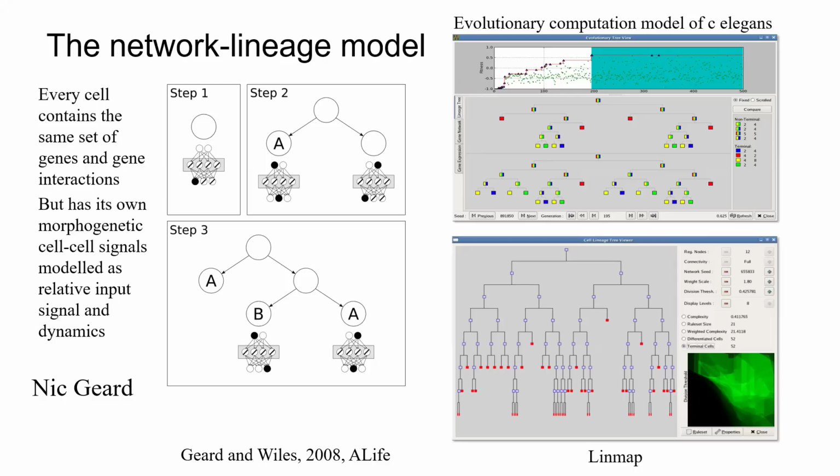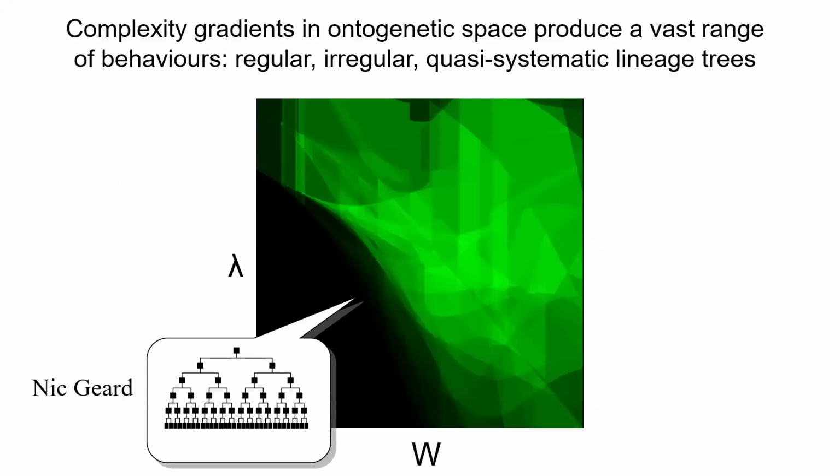So he created what we called LinMap, which was a way of mapping. So the green colored heat map here is 60,000 lineages, each mapped according to a single measure of their complexity. And he tried 6 different measures of complexity, but this is just one of them. And you can then go in and use that heat map space as a way of indexing what lineage trees look like that generate it.